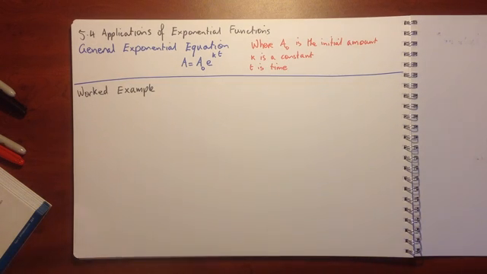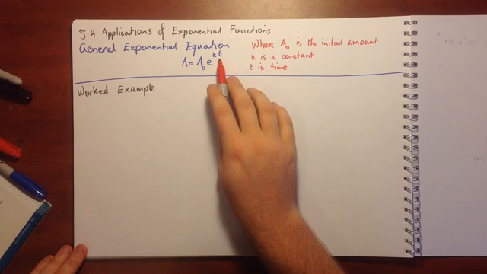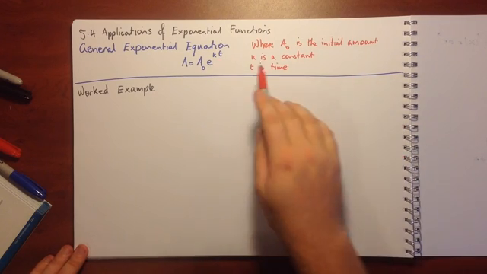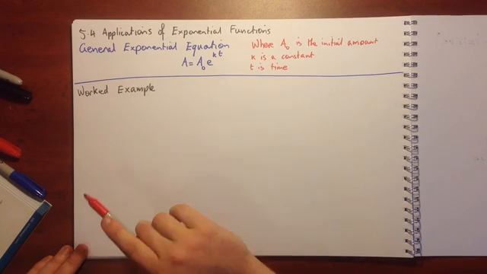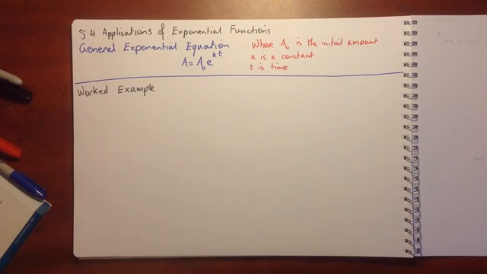Okay. In this tutorial we're looking at section 5.4 on applications of exponential functions. So our general exponential equation is A equals A naught e to the kt. A naught is our initial amount, k is just some constant and t is time. So it's just application type questions for this. There's one worked example that we can have a look at.